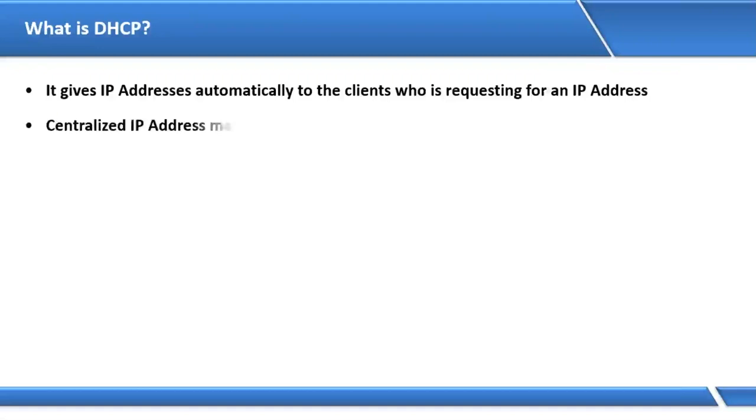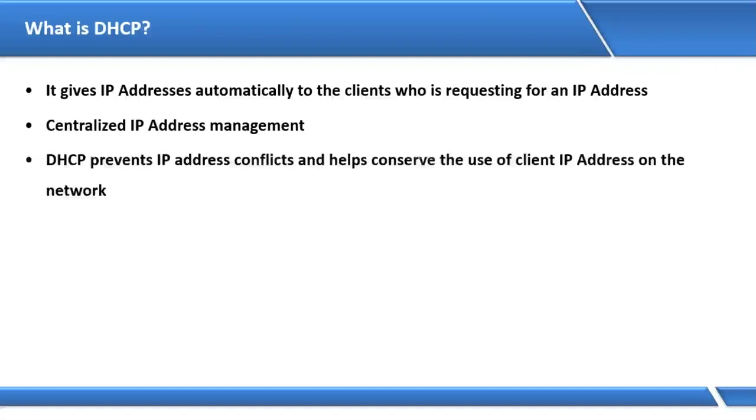Now the second thing is, with the help of the DHCP server, we are doing centralized IP address management. By sitting on the server, we are managing all the machine IP addresses. And the DHCP server prevents IP conflict. So there is no IP conflict problem, because the DHCP server assigns a unique IP address to each and every machine and is not giving the same IP to another computer.